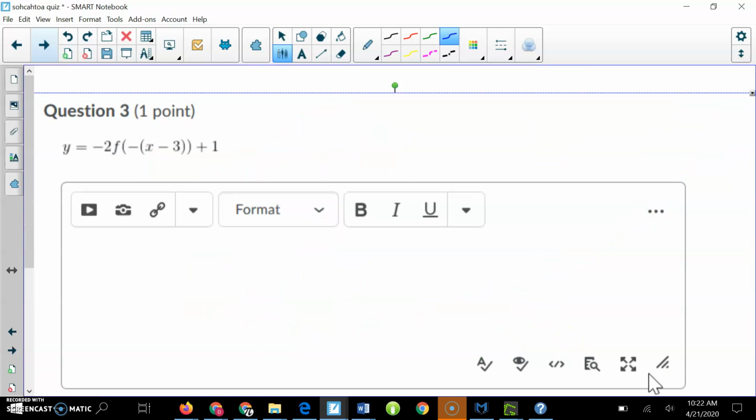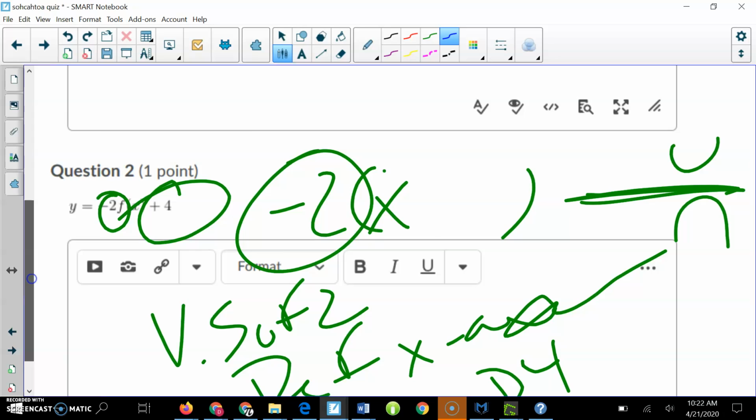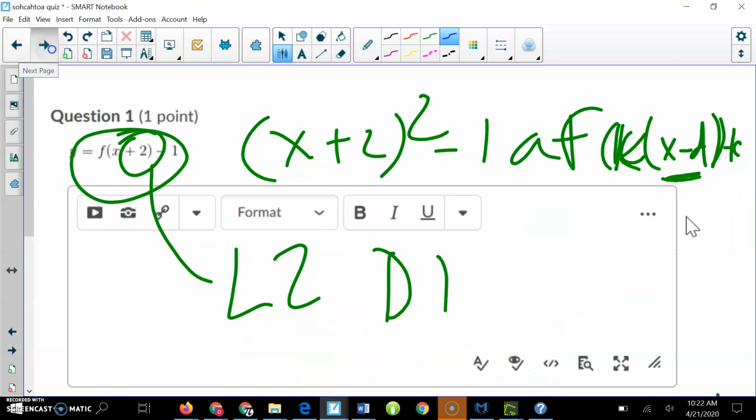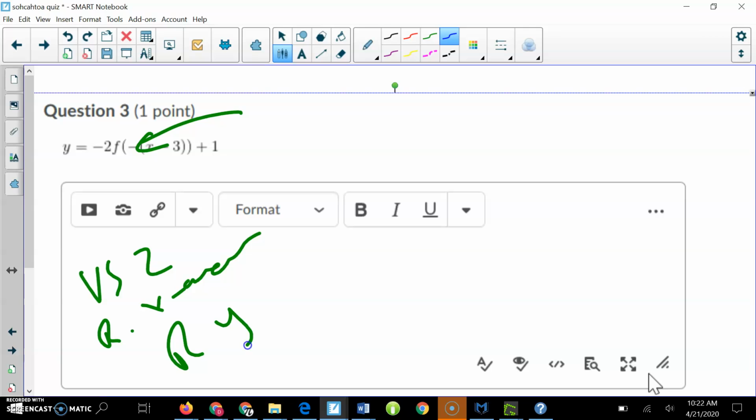A lot's going on here. Is it the same thing? It is. Again, you have an A value of negative 2 in front of the whole thing, so vertical stretch 2, reflect in the x-axis. This negative is a reflection in the y-axis. So there you have a K of minus 1, or a negative, so that's reflected in the y-axis. And then that's right 3 and up 1.